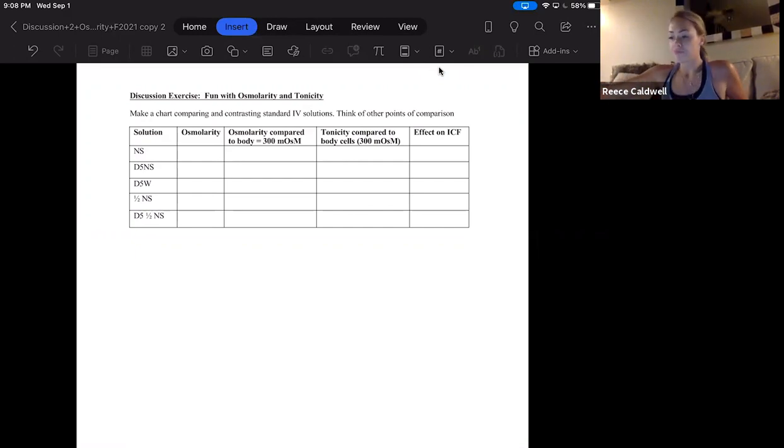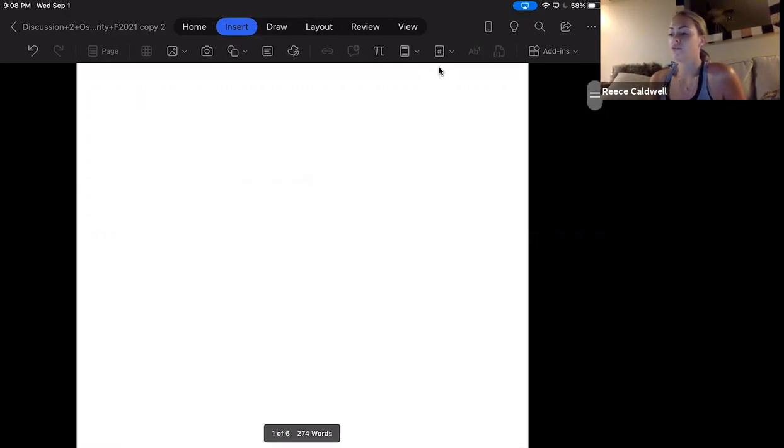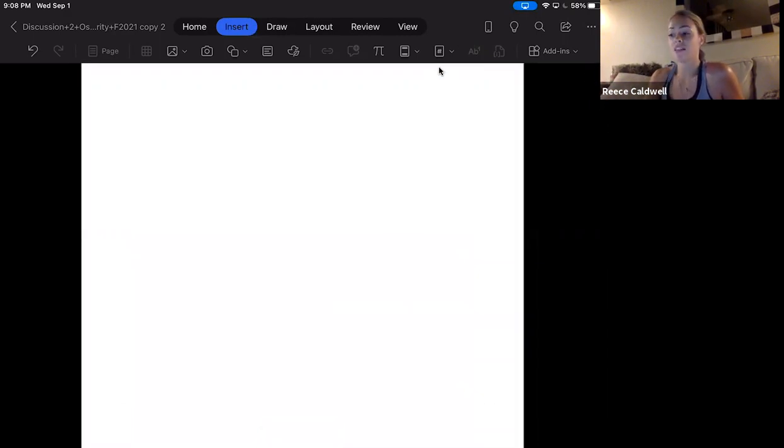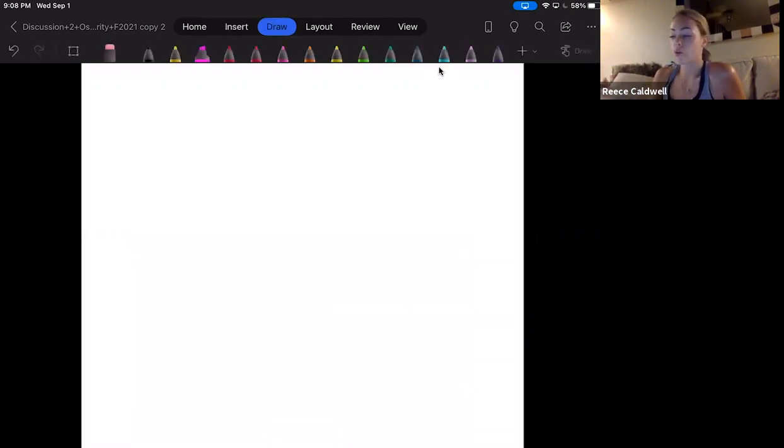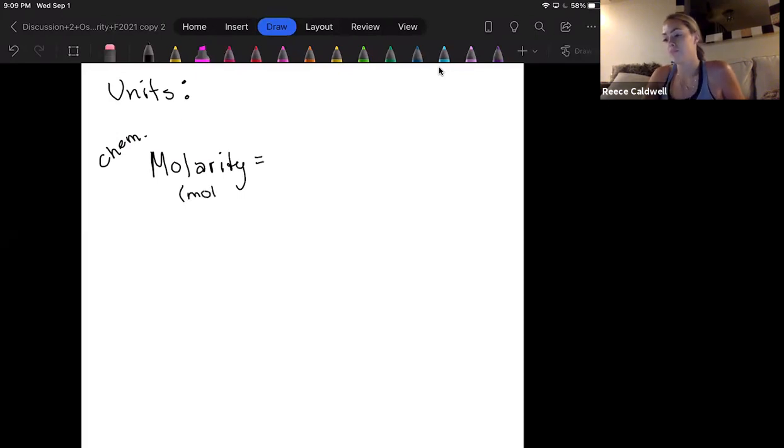All right, so again, this is discussion number 2. Before we hop on in, I wanted to go over some conversions and some units that will help clarify what we're going over today. We're going to begin with some units. If you remember back in chemistry, we heavily focused on solving for molarity. Molarity was denoted by moles over liters. This is what we would see when we were in chemistry.